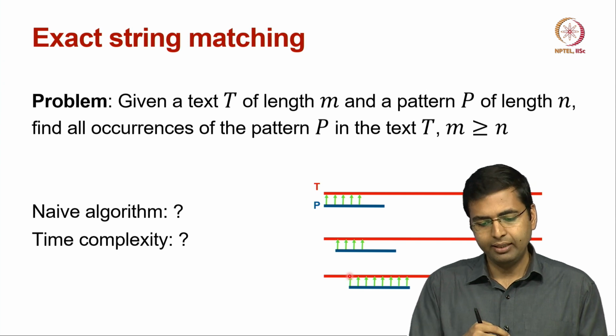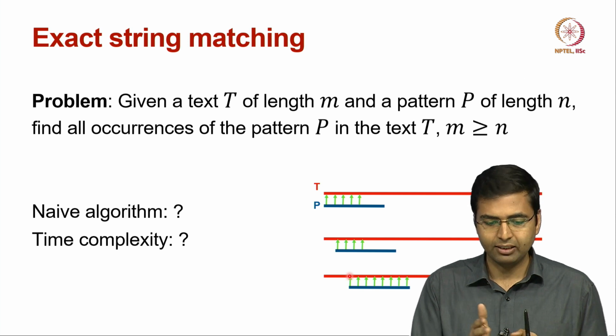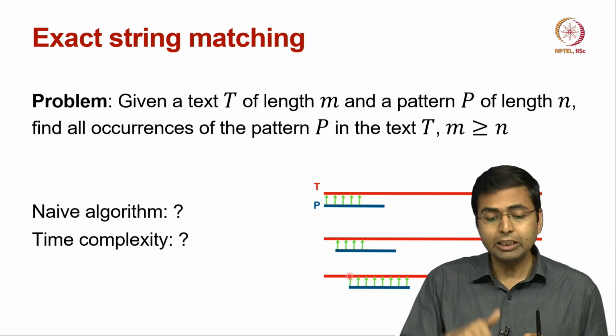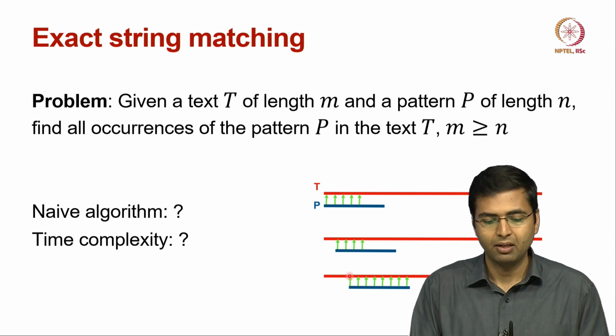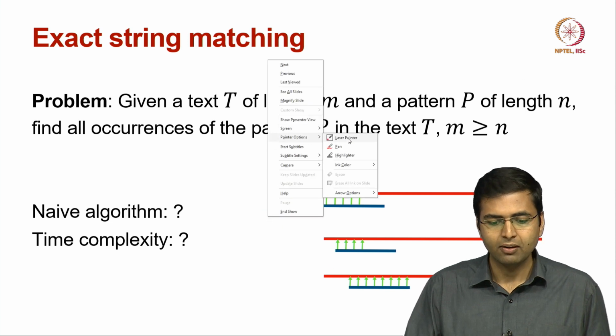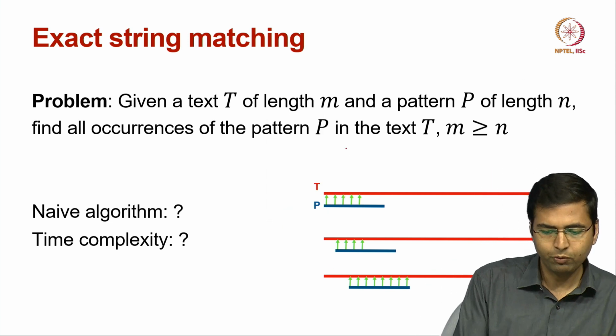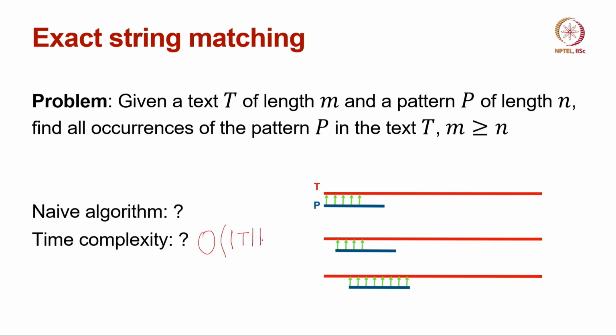You can see that in this algorithm we are iteratively checking each position in the text, and for each position in the text we are spending at most order n time. So, you can immediately see that the runtime of this algorithm is going to be order size of text times order size of pattern. This is not the best way to solve this problem, and we have to look for faster solutions.